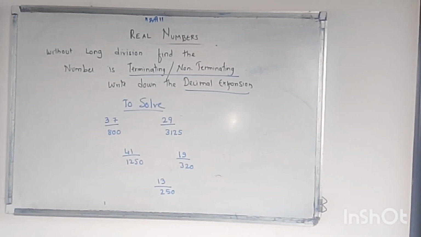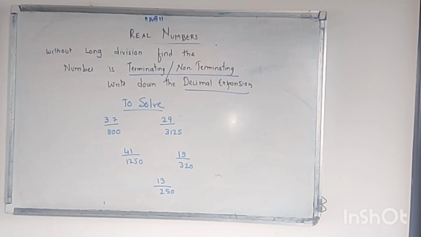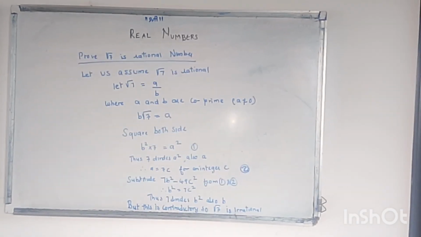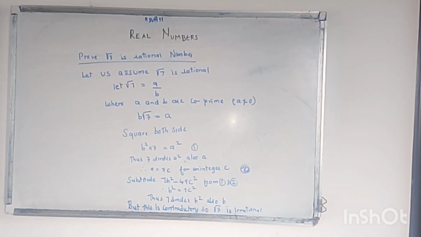These are some practice problems to solve. There are 5. Pause the video and solve the problems. So now is the most difficult part, which students feel, but I feel you should just know the concept of how to prove root 7 or root 3, root 5, root 2 as irrational.